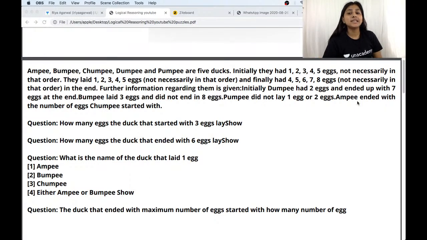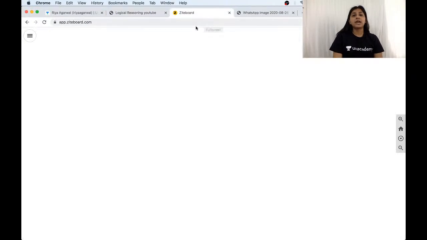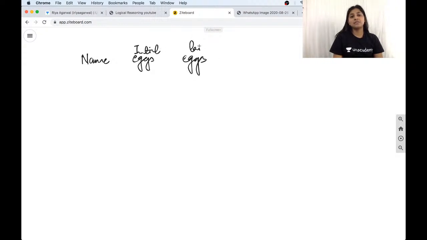Okay, so the first step is, after I read till here, I have figured out that it is a matching puzzle where I have to match the ducks with the number of eggs. So what will I do immediately? I'll take a diagram: name of ducks, then number of eggs that they initially had, eggs that they laid, and final number of eggs.